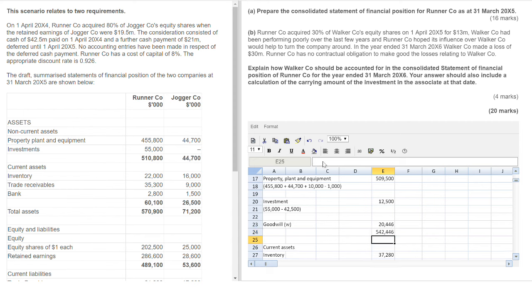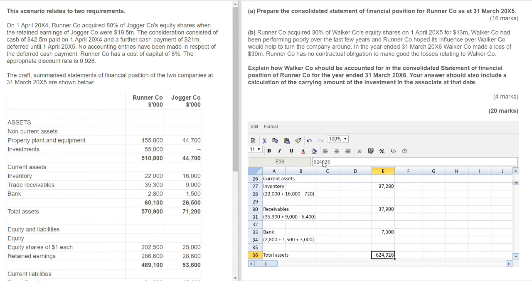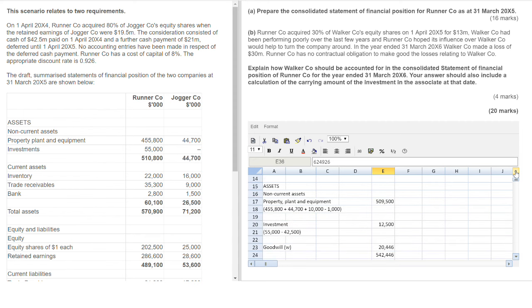That is the answer, isn't it, to the total non-current assets. And then your total assets are there at 624,926. Okay. Excellent. Everybody reasonably happy with that. Again, just a quick summary of what you've got on Part A.